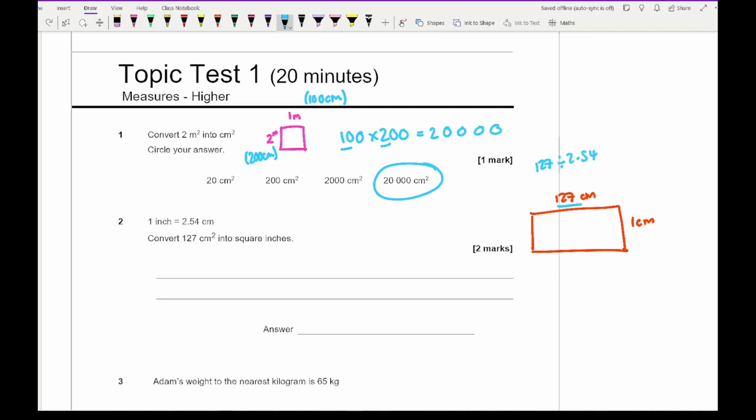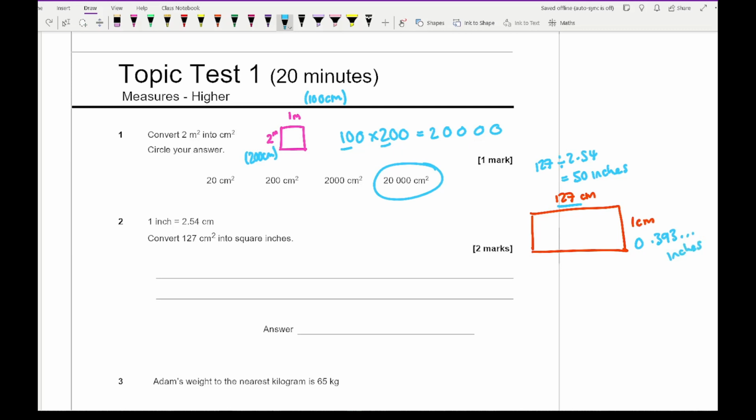And if I type that into my calculator, 127 divided by 2.54 gives me an answer of 50. So that's 50 inches. And 1 centimeter, 1 divided by 2.54 is going to give me not a nice number. It's basically going to give me 0.393 and then a few decimals inches.